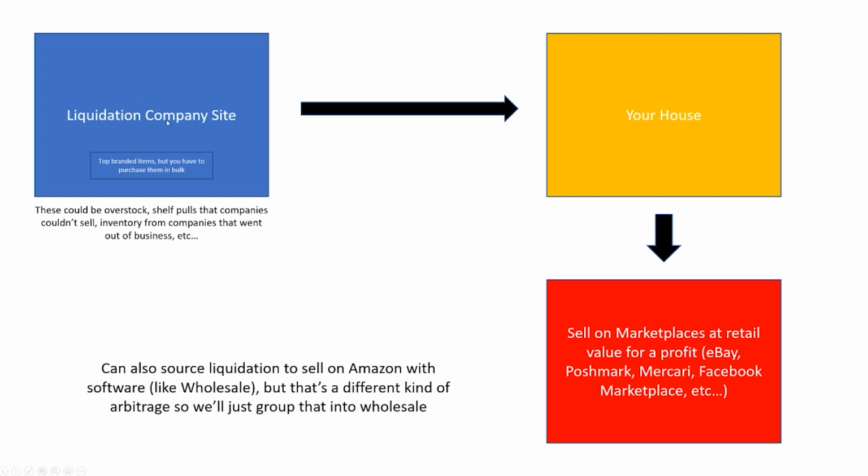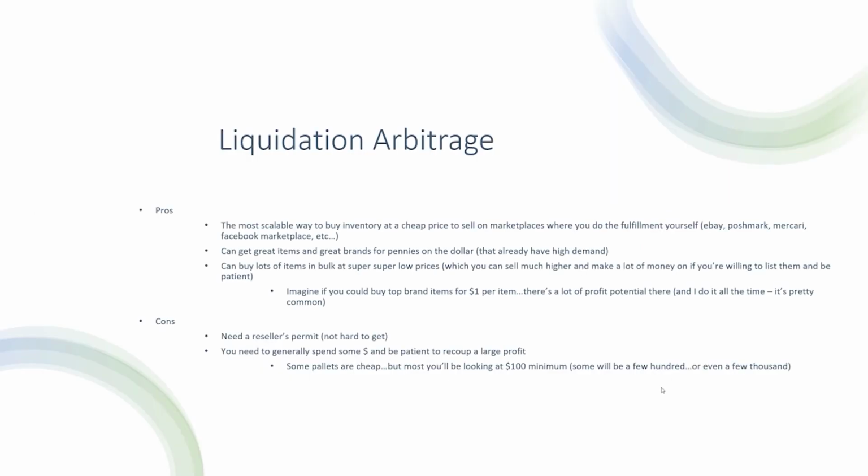You can buy top branded products super, super cheap, for pennies on the dollar, right? But obviously the issue is that you have to buy them in bulk. So you buy from a liquidation company, you get those products to your house in this example, and then you sell all those products on marketplaces at retail value for a profit, okay? Because you're getting them super cheap. And those, again, are eBay, Poshmark, Mercari, Facebook Marketplace, and a number of others.